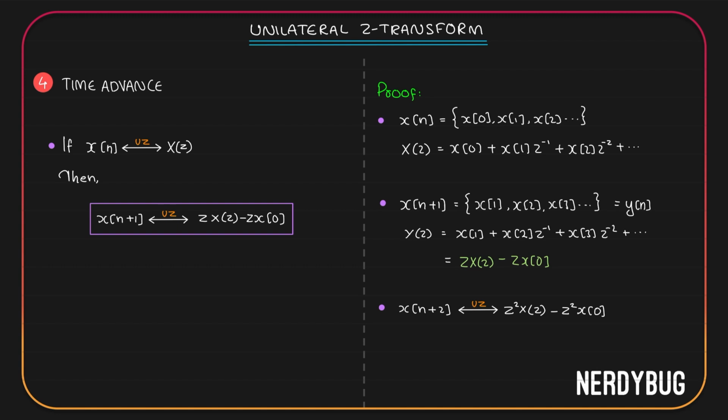We won't stop there. We'll have one more term, minus zx of 1. Let's try to do the same for x of n plus 3. Here we'll start with z cube x of z minus z cube x of 0 minus z square x of 1 minus z x of 2. I hope you get the drill. Try to write the unilateral Z transform of x of n plus 4 by yourself.